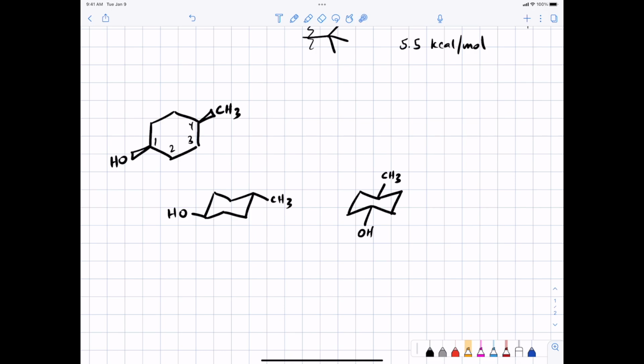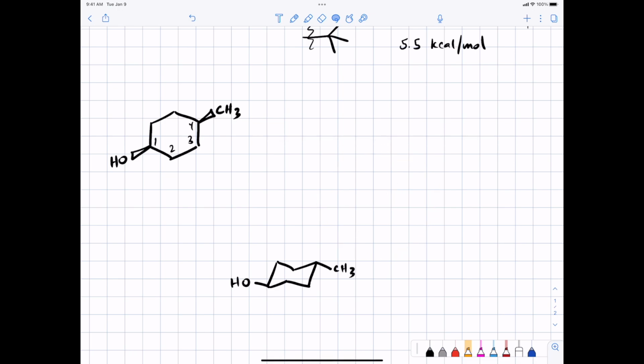Right, so the problem here is that we misapplied the principle. It's true that all other things being equal, having equatorial substituents is more stable, but you've got to draw the right molecule first. And what we've drawn here is not the right molecule. So let me show you how that is. We'll just delete that one. Put yourself above the chair, looking down at it.